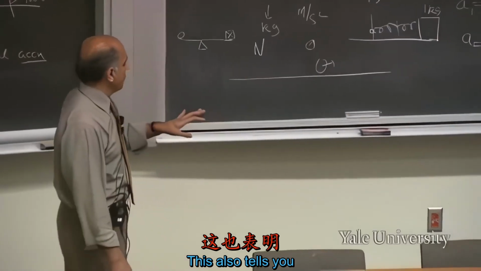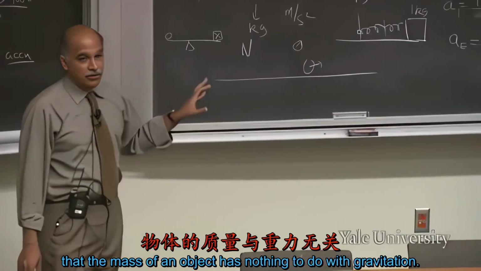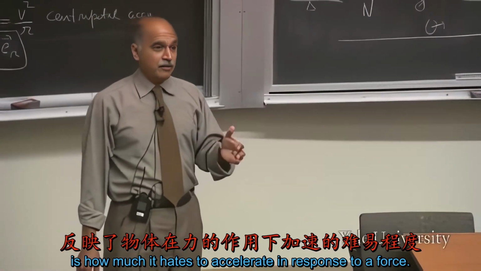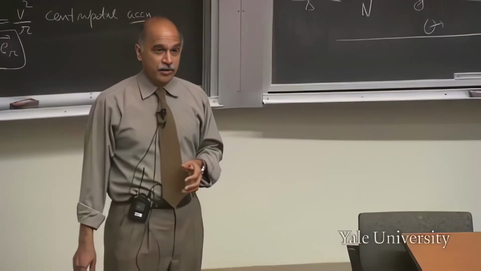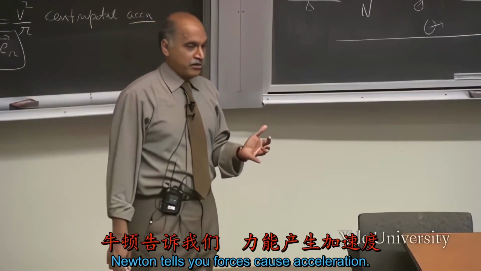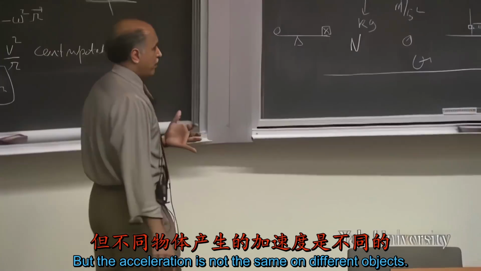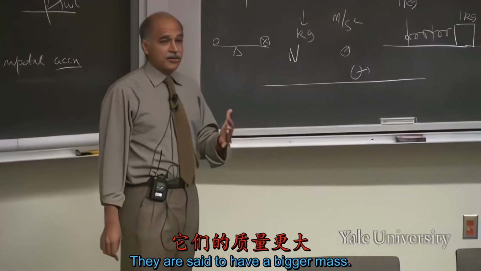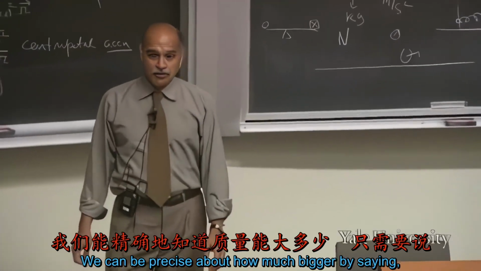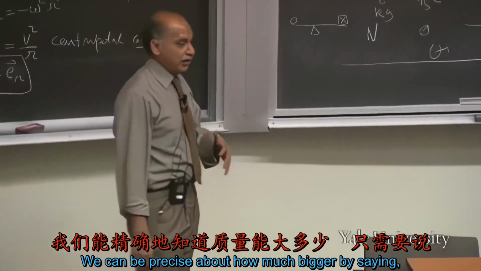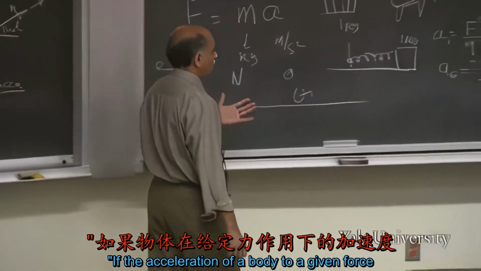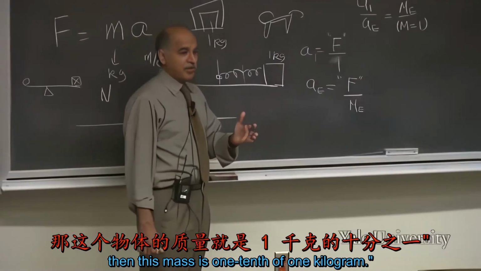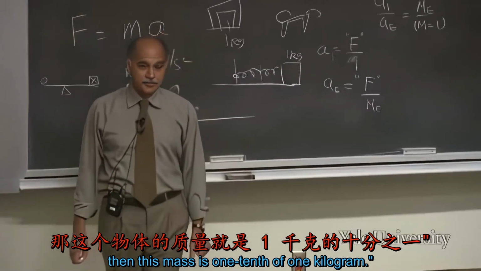So this also tells you that the mass of an object has nothing to do with gravitation. Mass of an object is how much it hates to accelerate in response to a force. Because Newton tells you forces cause acceleration, but their acceleration is not the same on different objects. Certain objects resisted more than others, they are said to have a bigger mass. And we can be precise about how much bigger by saying if the acceleration of a body to a given force is 10 times that of a 1 kilogram mass, then its mass is 1/10 of 1 kilogram.